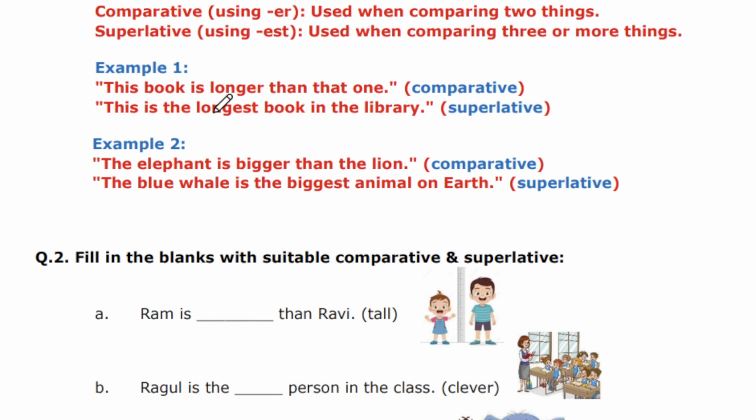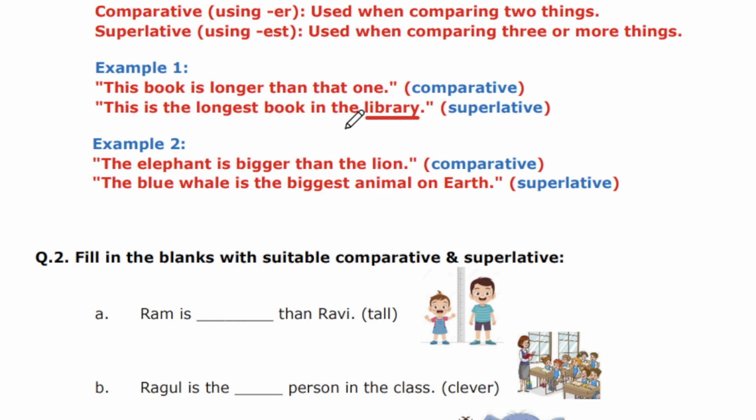Okay, so these are the examples. Example 1 for comparative: the book is longer than that one. So this book is longer than that book. It is a comparison between two books only. But in superlative: this book is the longest book in the library. So it is comparing with more than one book.